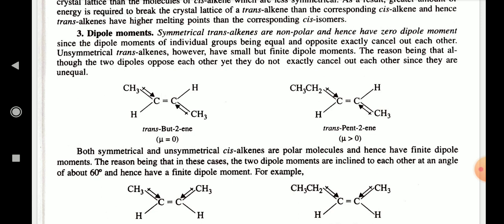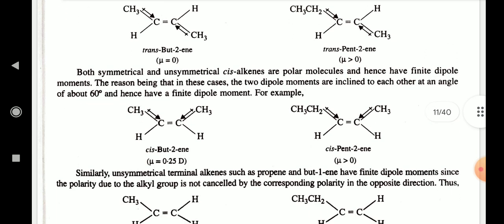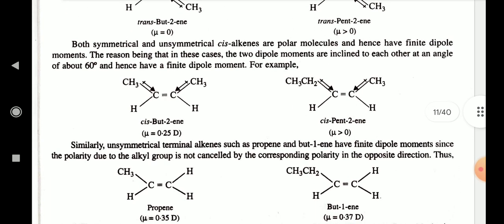Third, dipole moment. Symmetrical trans alkenes are non-polar and hence have zero dipole moment, since the dipole moments of the individual groups, being equal and opposite, exactly cancel out each other. Unsymmetrical trans alkenes, however, have small but finite dipole moments. The reason being that although the two dipoles oppose each other, yet they do not exactly cancel out each other since they are unequal.